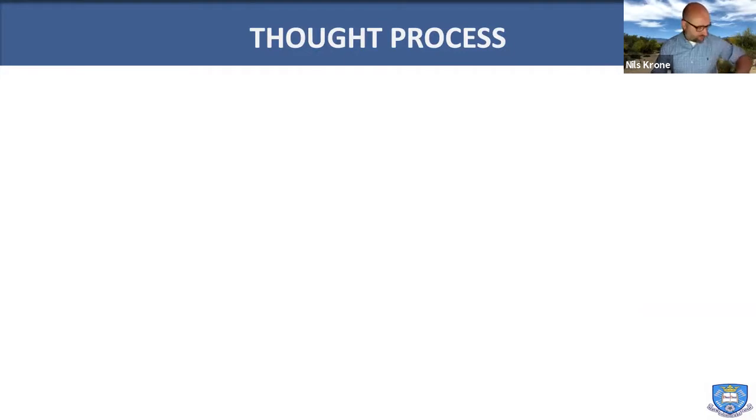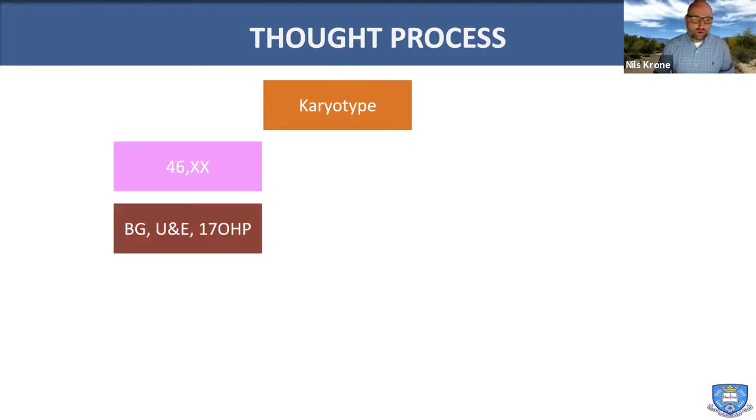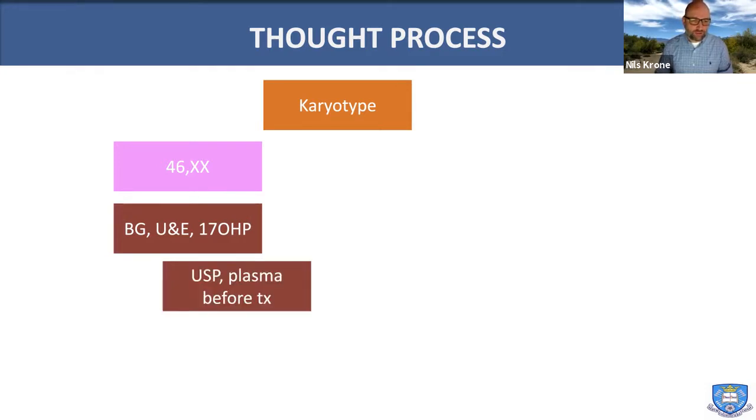Right, and just to have a few thoughts, if I see someone with one of those conditions, what I think about is, and this is not a complete scheme, but I would think about the karyotype. So what have we got? 46XX. But what do we need if someone is 46XX? Probably a blood glucose, U&Es, and 17-OHP. As I said, it's not complete, but this is just something to bring things in order, because the likelihood is that this is someone with congenital adrenal hyperplasia, 21-hydroxylase deficiency. And then save some stuff for urinary analysis or plasma analysis before treatment.